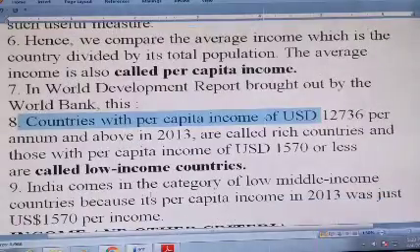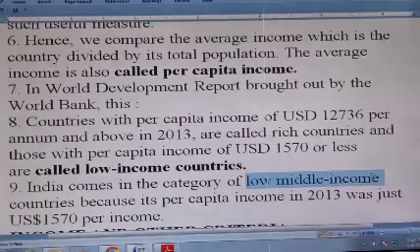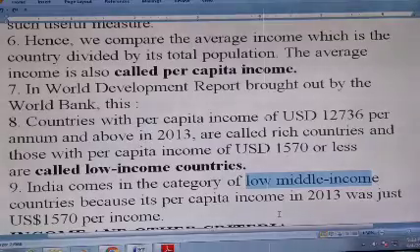India comes in the category of low middle income countries, because its per capita income in 2013 was just US dollar 1570 per annum, right?